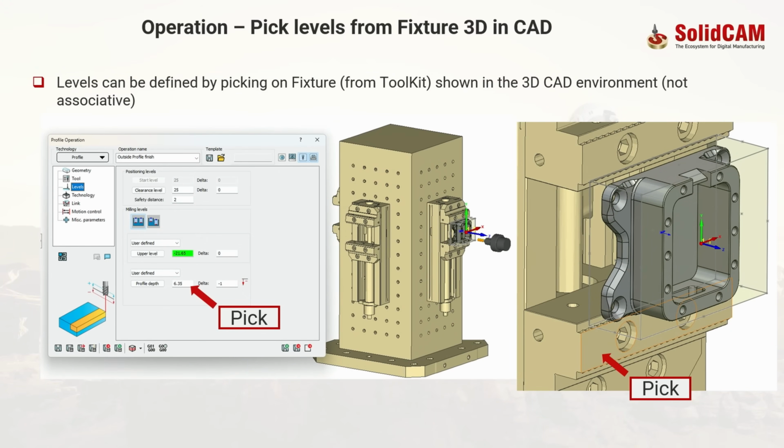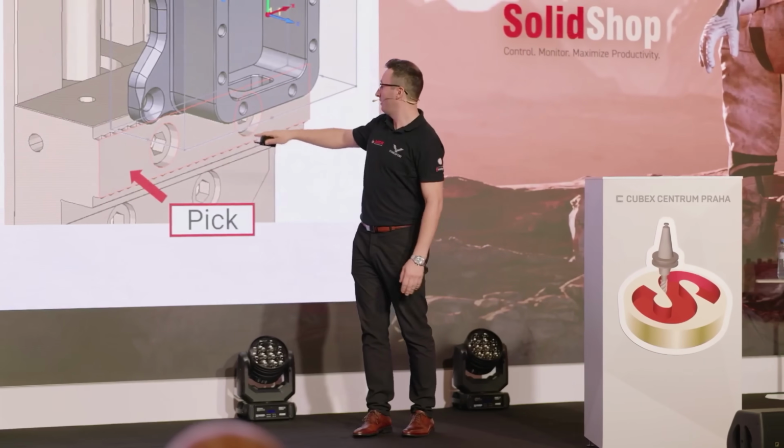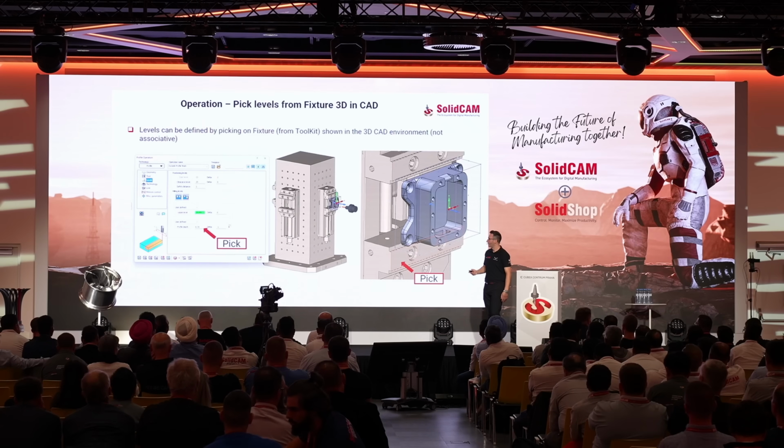Another one that I like also: you can now use a 3D option to see not only the tool, but also a fixture. So in the environment of SolidWorks, Inventor, or Solid Edge, we will display the whole fixture, and now it's clickable. So on all the levels, if you want to select particular jaws, you can click directly on that surface there.